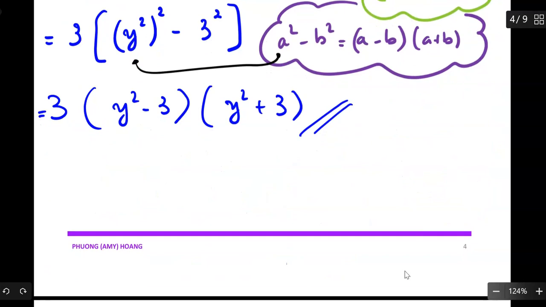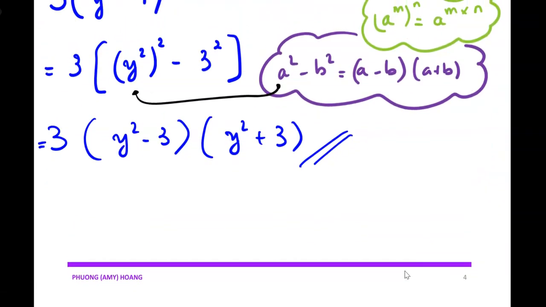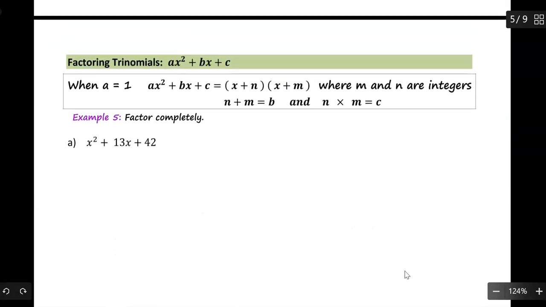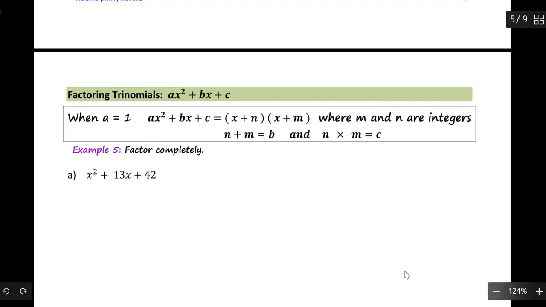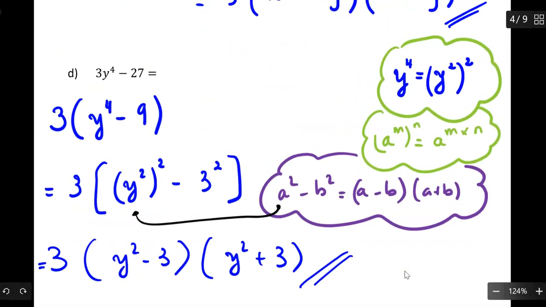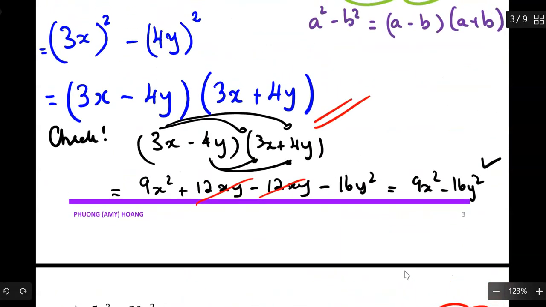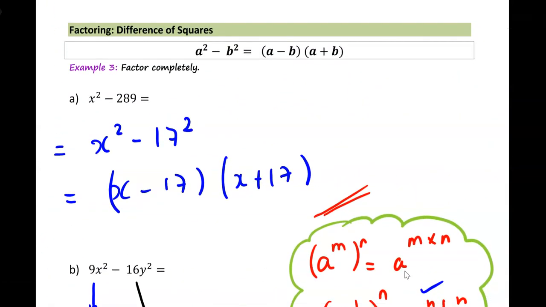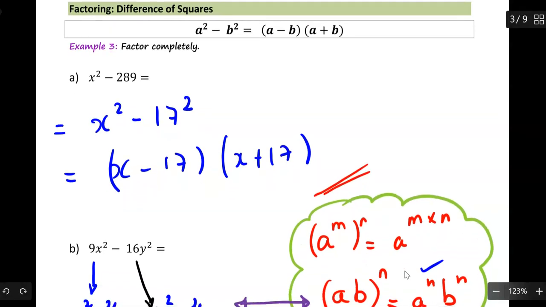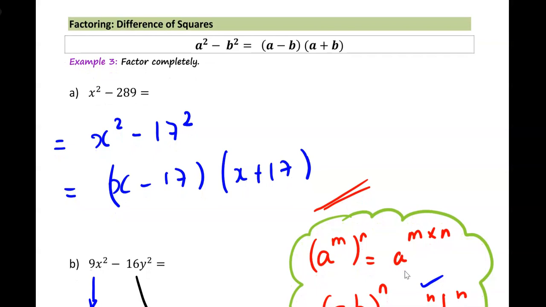Alright, I think I will stop my video right here, and I will continue with factoring trinomials in the next video, because in factoring trinomials we are going to deal with 2 cases. Before I end the video, I would like to recap what I have done with factoring using difference of squares, because sometimes they won't tell us to apply the difference of squares formula in order to factor this. When you factor, there are so many different types of questions that they put together, so you have to recognize what method to use.